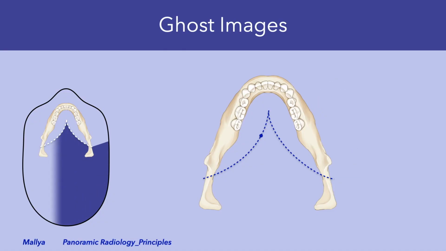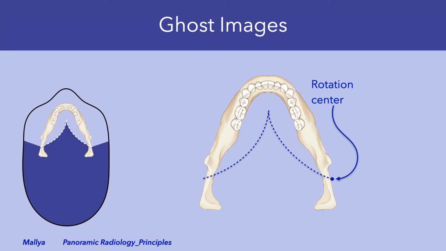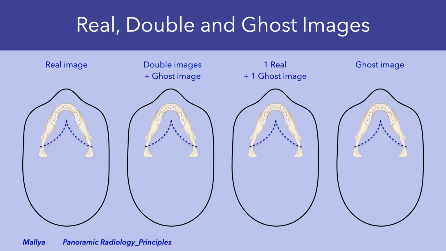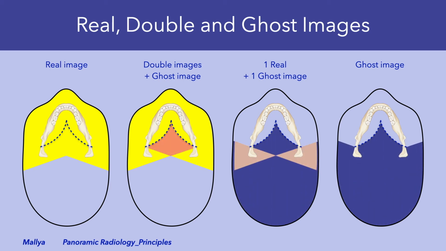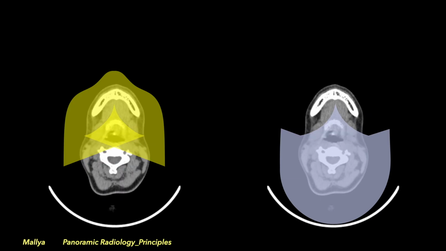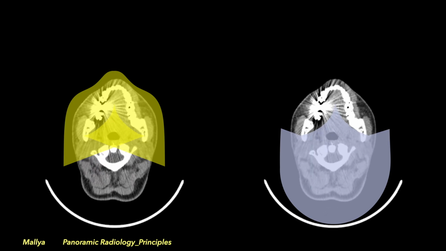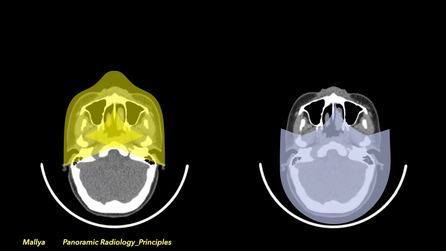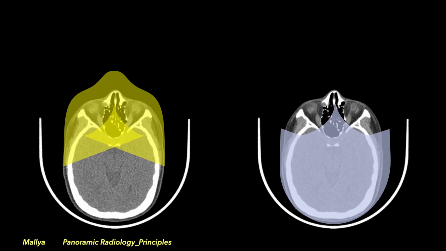This graphic demonstrates the zone of anatomic structures that cast ghost images. Note that the structures are located posterior to the rotation center and that the teeth and dentoalveolar region do not produce ghost images. To be adept at panoramic radiological interpretation, you should be familiar with the zones of anatomic structures that cast real, double, and ghost images. In this graphic, those zones are superimposed over a CT scan, allowing you to visualize dynamically the structures that are located within those different zones.